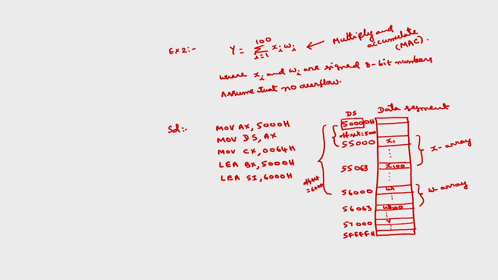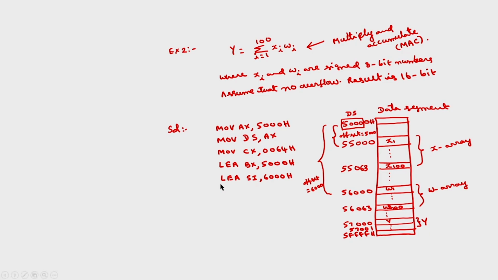Let us assume that the result is 16 bit, because if you multiply two 8-bit numbers, the result is 16 bit. I am assuming that here the result is 16 bit. So, I am storing the Y value in 5700 and 5701, that is, 57001 as well. Okay.